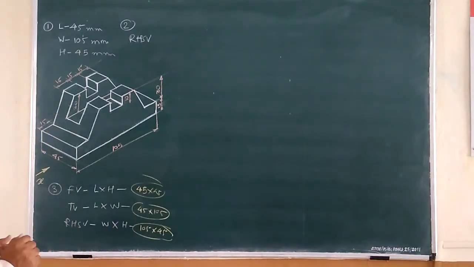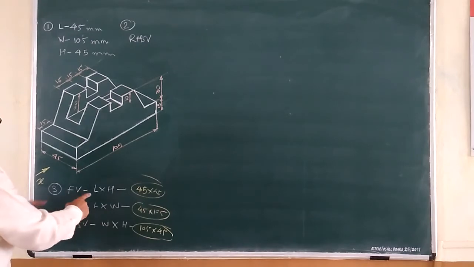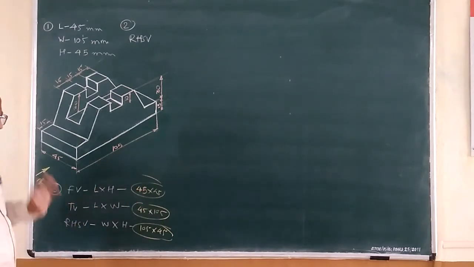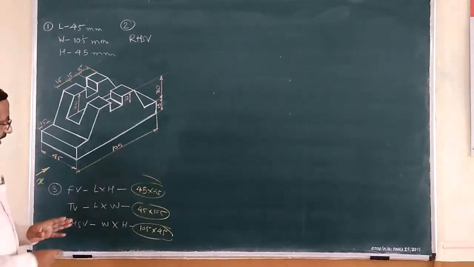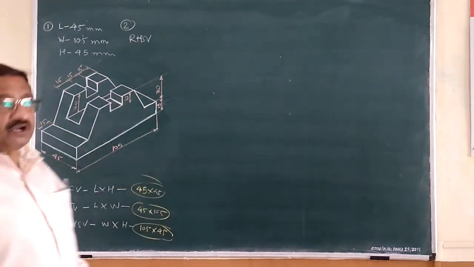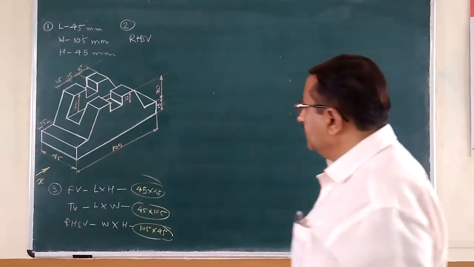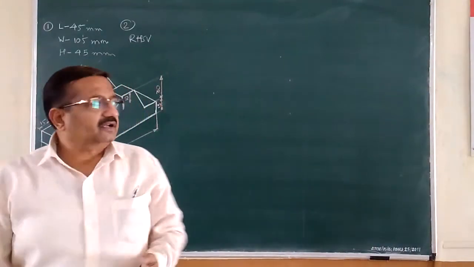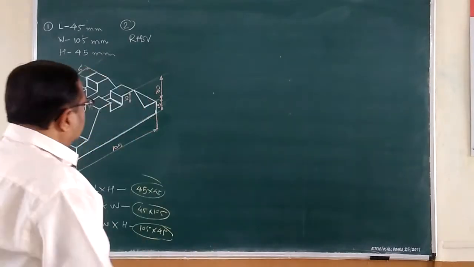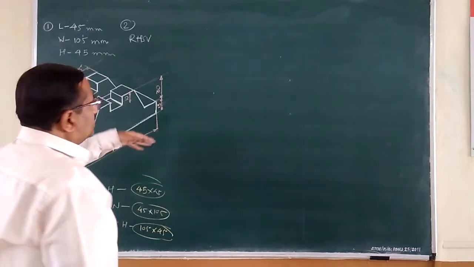Now just see. Front view area, 45 by 45, is small. Just below that, the top view will be there, but width is 105, much longer compared to the length. So in this case we should take care of constructing the first reference line, that is HRL. Front view will be here. See here, the right hand side view, that we are going to construct on the left of the front view.